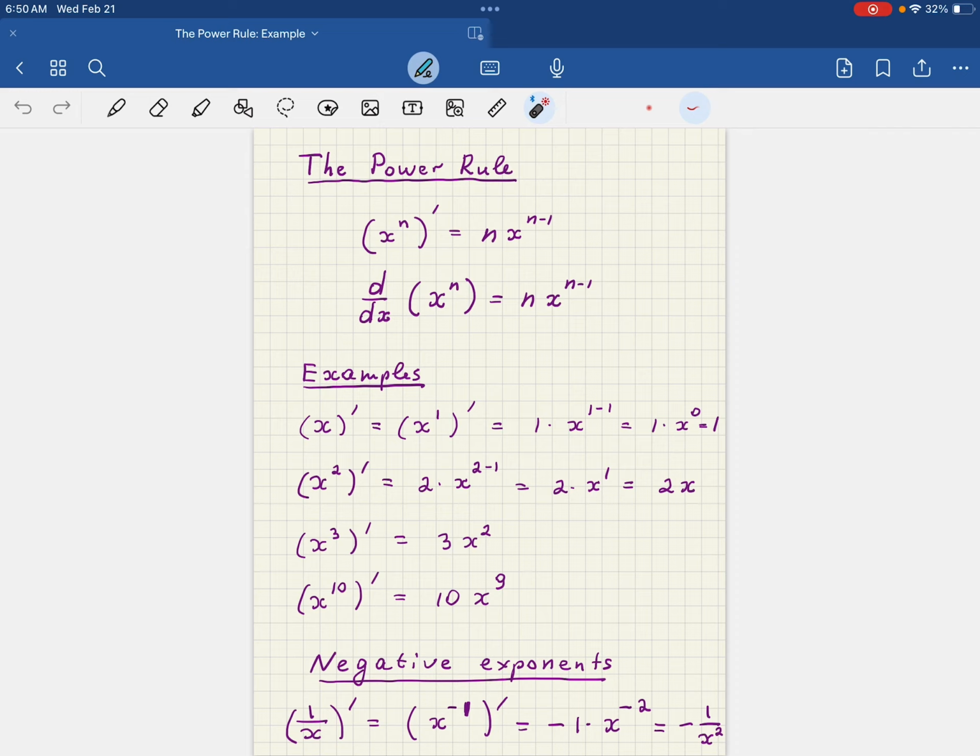Here is an example with the power rule being applied to a function which is a power of x with a negative exponent. Let's look at the derivative of 1 over x. 1 over x can be written as x to the power negative 1, and so it's also a power function. And applying the power rule, we get negative 1 times x to the power negative 2. Remembering that x to the power negative 2 is 1 over x squared, we find that the derivative of 1 over x equals negative 1 over x squared.